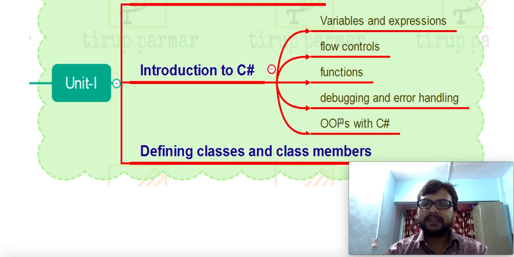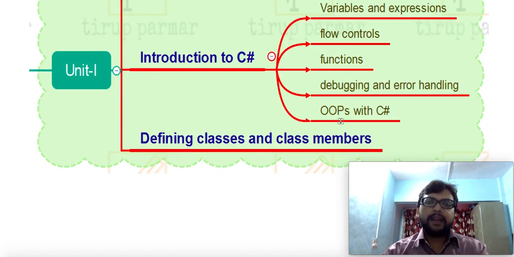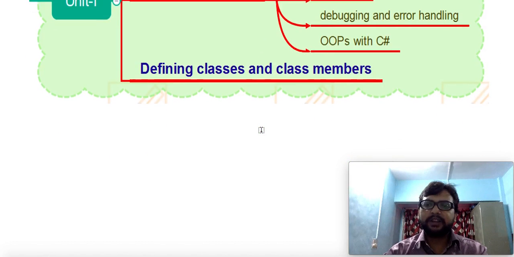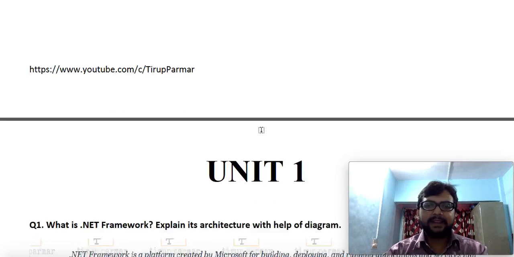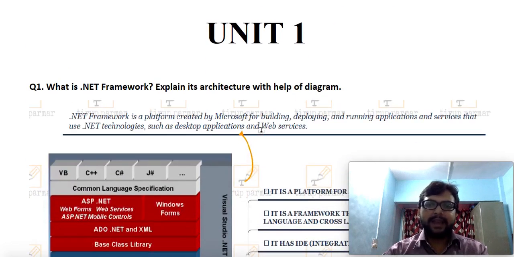Object-oriented concepts means inheritance, polymorphism, encapsulation, then many different points. And how to define classes and how to manage class members, and many other points we are going to discuss in this particular unit. So let's start discussing. Now this is our unit 1 and this is question 1.